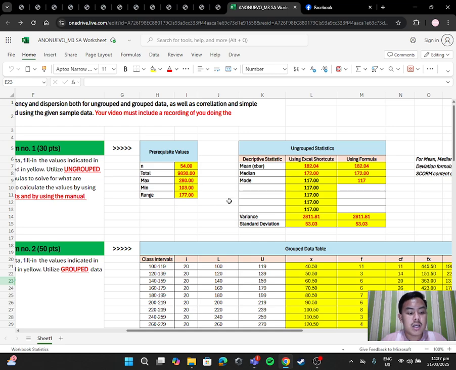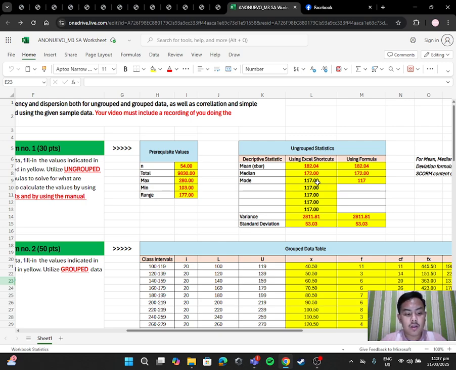For central tendency, the mean is found by dividing the total sum by n, giving 182.04. So the median is the middle value of the ordered data, so 172, via Excel shortcut. The mode is the most frequent value, 117.